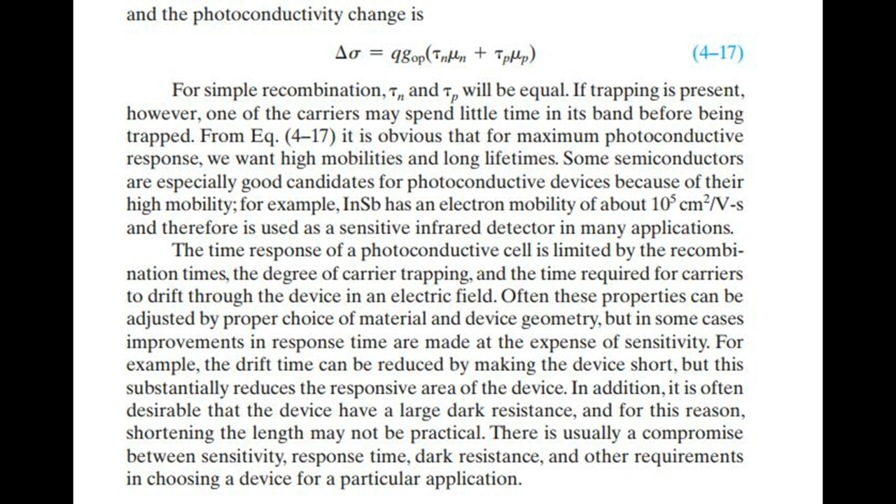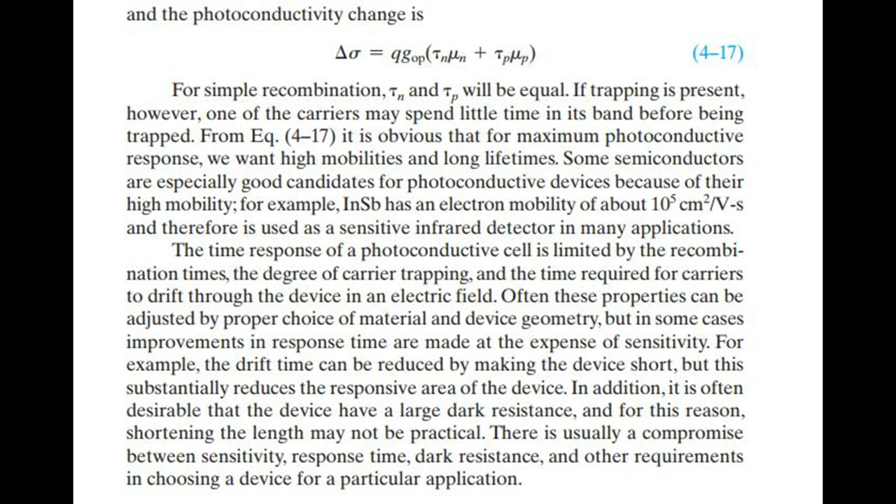For example, the drift time can be reduced by making the device short, but this substantially reduces the responsive area of the device. In addition, it is often desirable that the device have a large dark resistance, and for this reason, shortening the length may not be practical. There is usually a compromise between sensitivity, response time, dark resistance, and other requirements in choosing a device for a particular application.